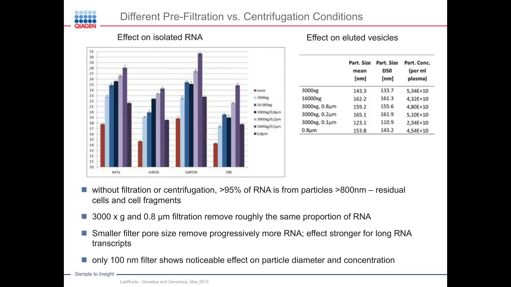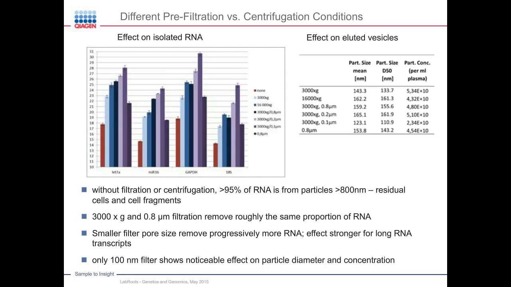The red bars are plasma generated by the standard protocol, doing only a 5-minute 1900 G centrifugation. When you compare that to plasma that was subjected to an additional 3000 G centrifugation or filtration on a 0.8 micrometer filter, the dark purple bar, you can see there is at least a 3 or 4 cycle difference. That means basically a 10-fold difference. So 90% of the RNA that you see in the normal plasma is removed by the 0.8 micrometer filter.